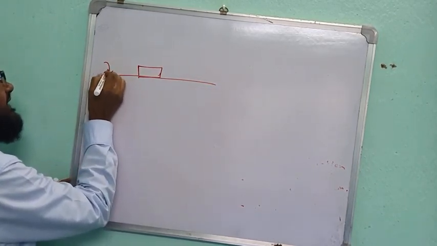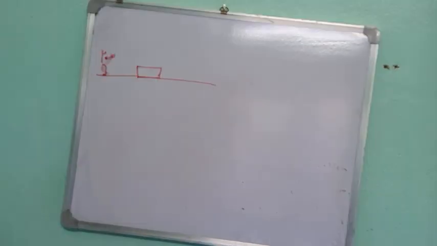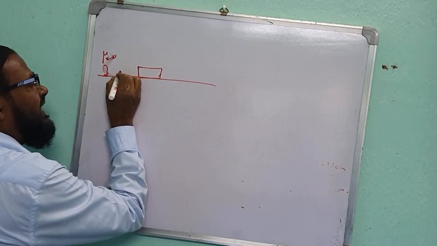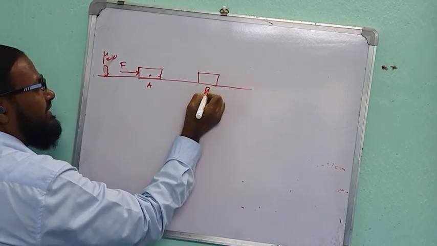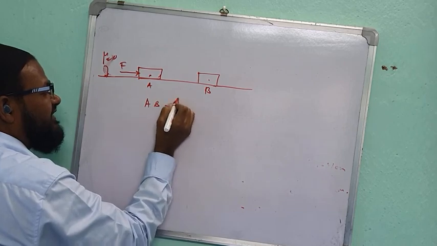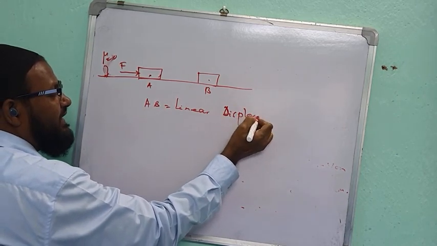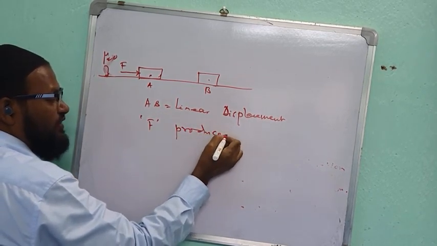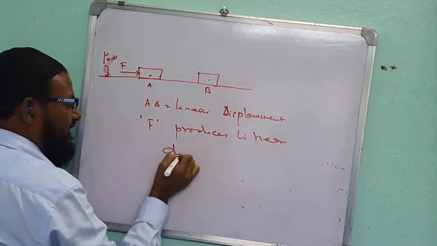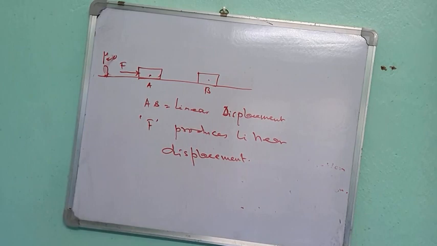A body is here on the ground, and mu equal to 0. Mu equal to 0 means smooth surface. If force is applied on the body, from this position, after some time, it will move to this position. This displacement between A and B is linear displacement. Force produces linear displacement. Okay? One thing is important.